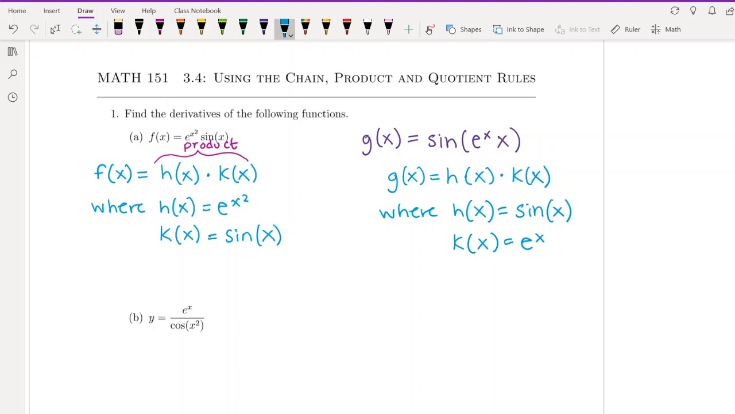But that doesn't work, right? Because if you multiply those two things together, you would get sine of x times e to the x, not sine of e to the x times x. Or maybe you would guess, okay, let's try sine and sine. So let's do sine of x and sine of e to the x. But again, if you multiply those things together, you get sine of x times sine of e to the x. And that's not what we're looking for either.